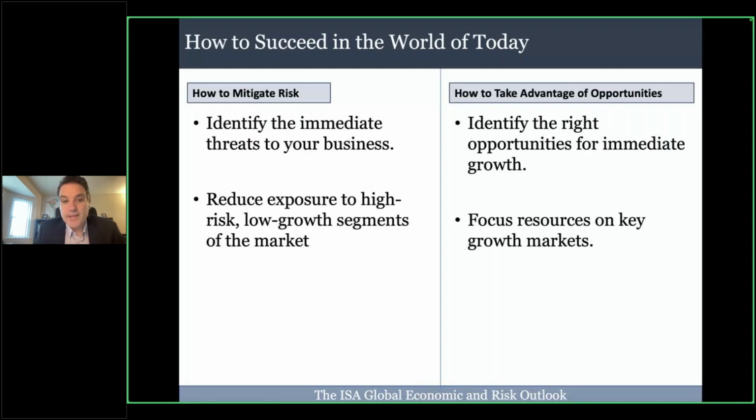At the same time, businesses need to reduce their exposure to high risk, low growth segments of the market. Those businesses that are focusing on growth segments that have the potential to grow in the coming years are more likely to do well. Why is the US economy outperforming many of its other rich world peers? Because it has a very strong position in high growth segments of the economy. This holds true for businesses as well.